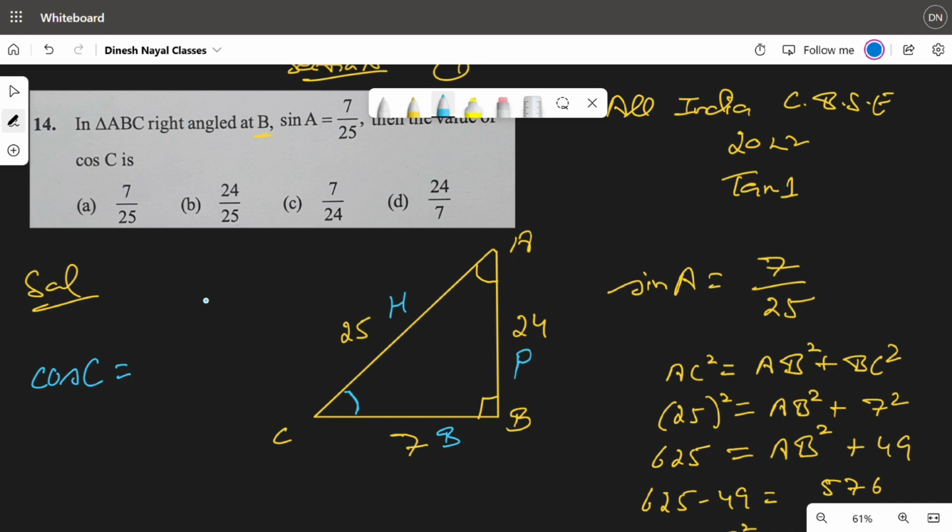Cos of any angle is base upon hypotenuse. So over here I have already written base and hypotenuse like this. So cos C, taking this angle as C, will be base, which is 7, upon hypotenuse, which is 25. So our answer is 7 by 25, which is option A. So option A is the correct one.